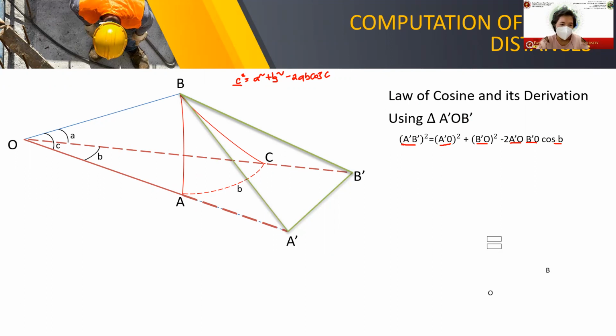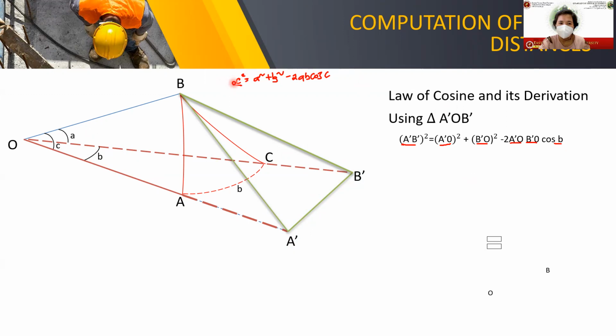So if we take a look at our illustration, balik tayo sa illustration, this is AO, this is AO, and then yung sa likod ay si OB, and then this is A prime, B prime, and the angle in between is CB. So this is the interior angle, CB. So that's why we have here cosine B.